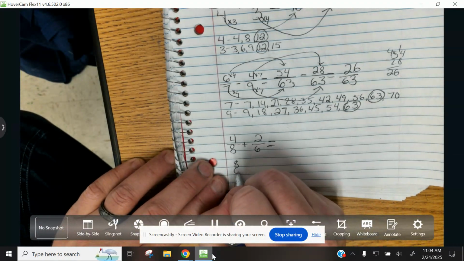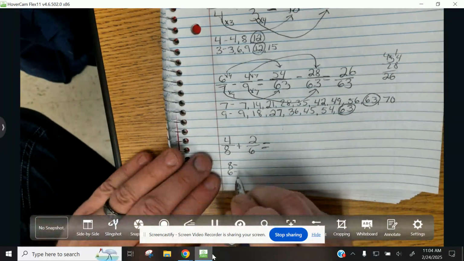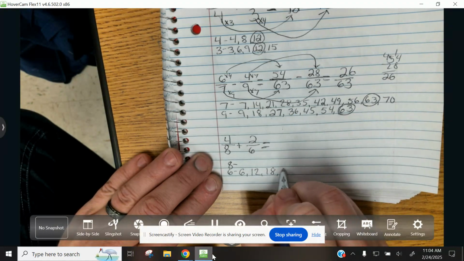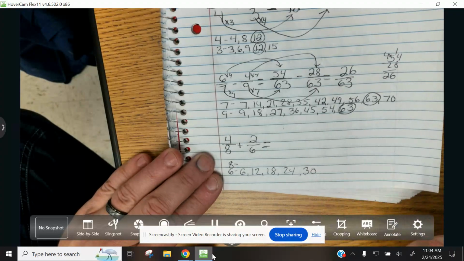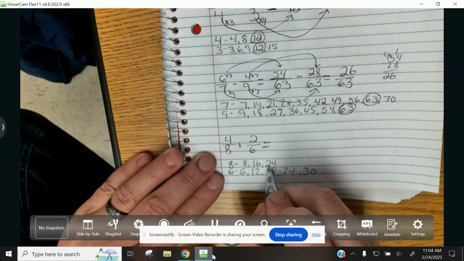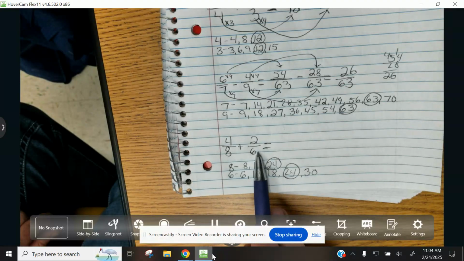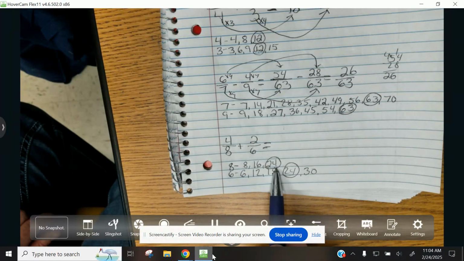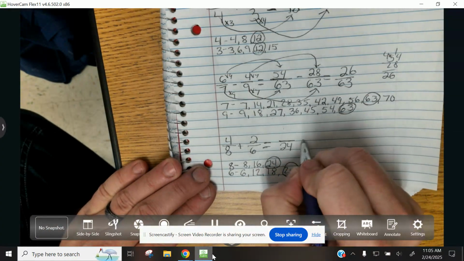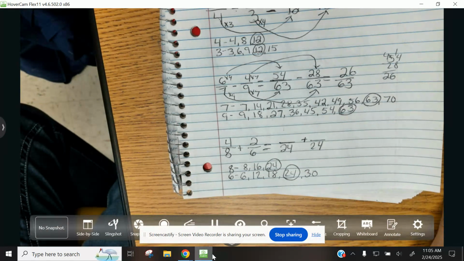And now let's do it the way I'm instructing you. So you need to do 8s and 6s. I'm going to do my 6 because it's smaller. 6, 12, 18, 24, and 30. And then when I come here, I'm going to do 8, 16, 24. Oh, there it is. So notice, if I would have multiplied these two, I'd have went all the way to 48 when I could have used the better denominator of 24. And that's what we want to do, guys. We want to use the best denominator, not the easiest denominator. Okay, use the best one.